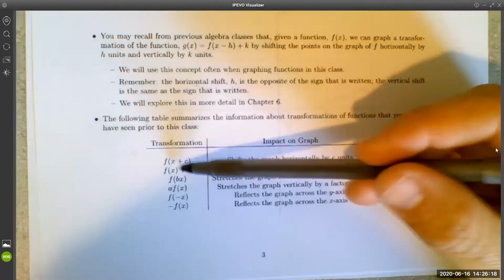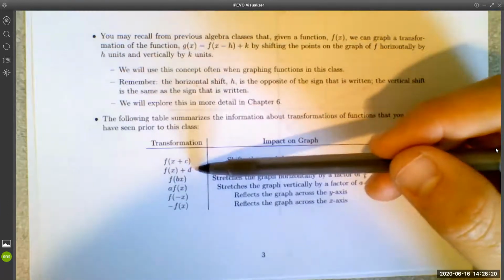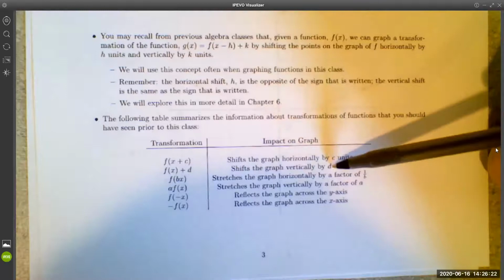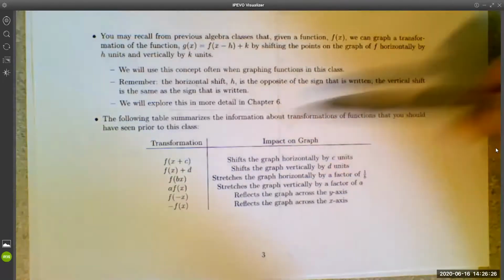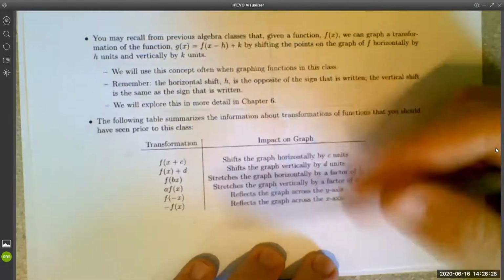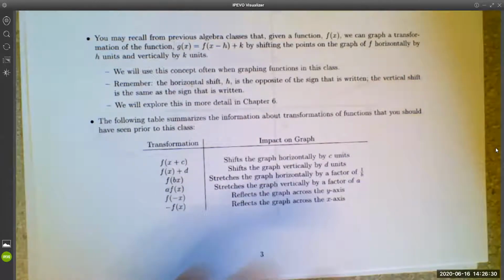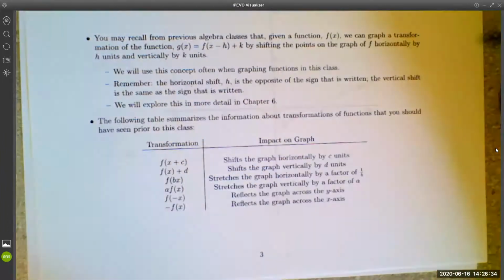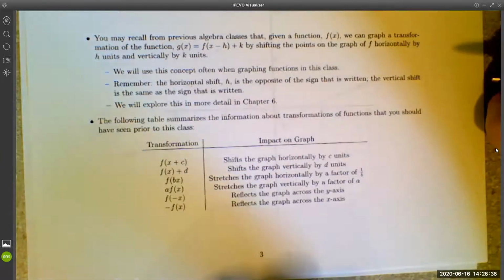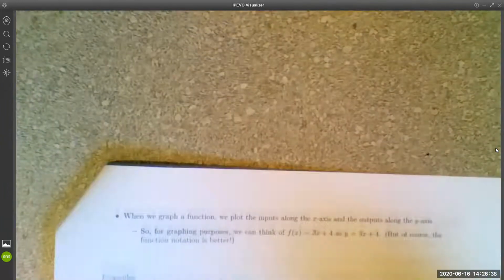Or if you have f of x plus d, that's a vertical shift. You shift all the points up d units, right? Anyway, I'm not going to read the whole chart to you. Again, this is something that we'll look at in detail later. In order for me to give you the reasoning, we'll look at the reasoning behind all this later on in the course. But for now, let's just practice.